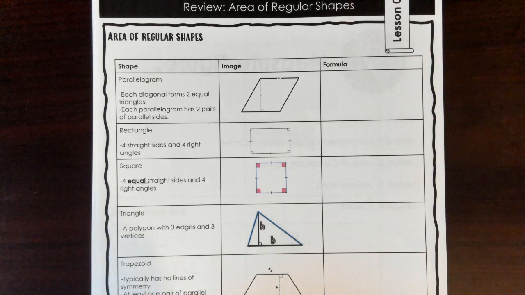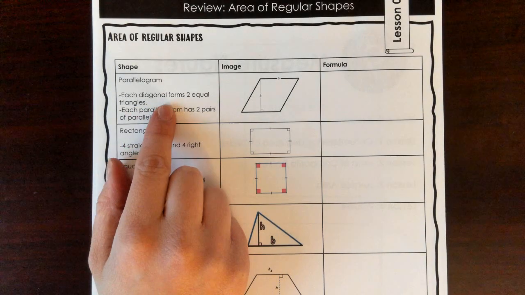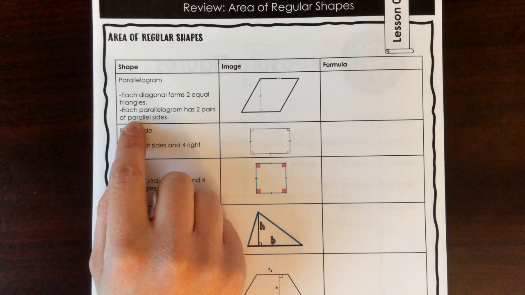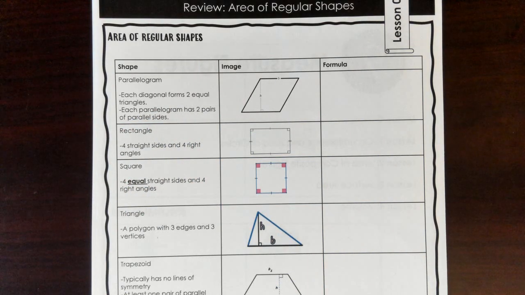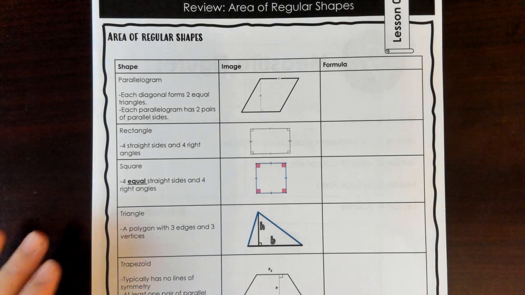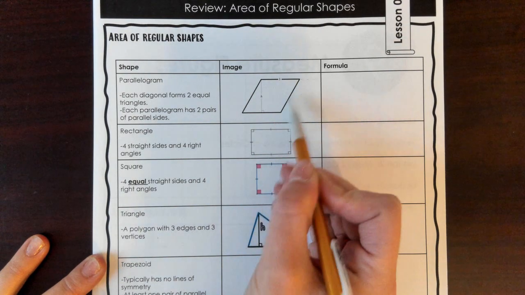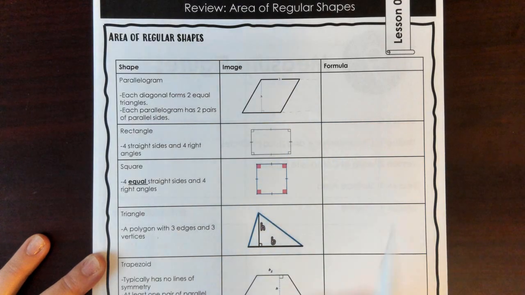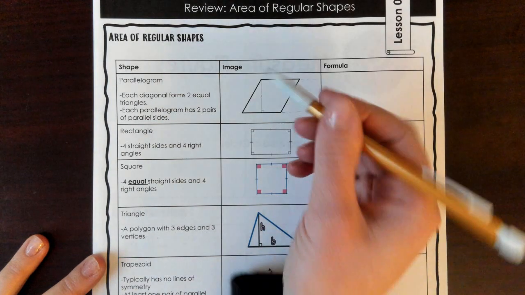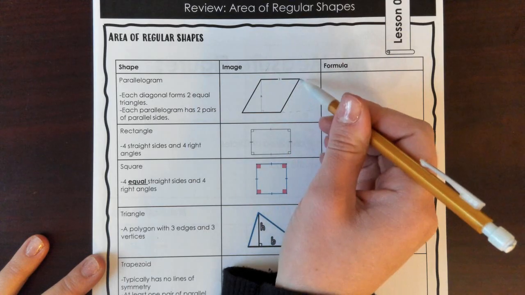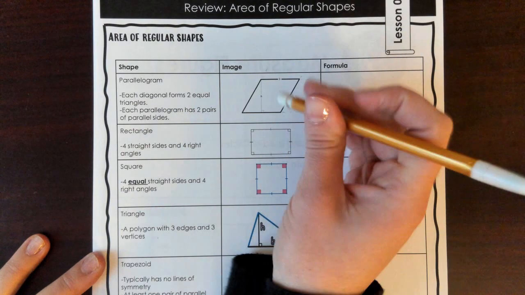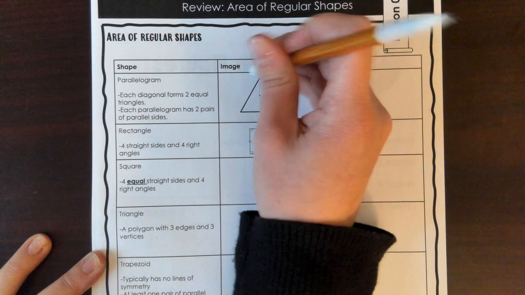A parallelogram has each diagonal forming two equal triangles, and each parallelogram has two pairs of parallel sides. If you think back to parallel sides, if these two lines here were extended, they would never touch. And that's the same thing with these two here. If they're extended, they will not ever touch.